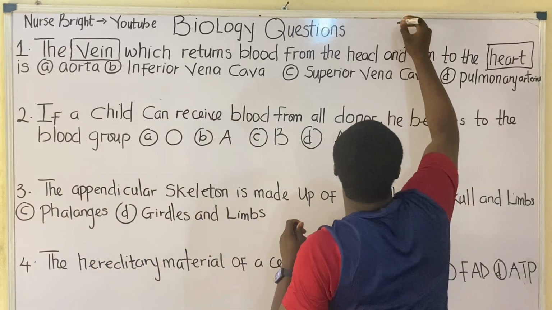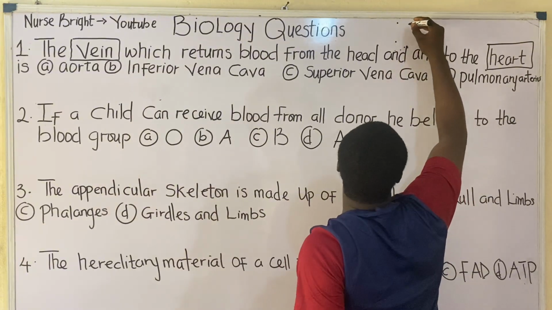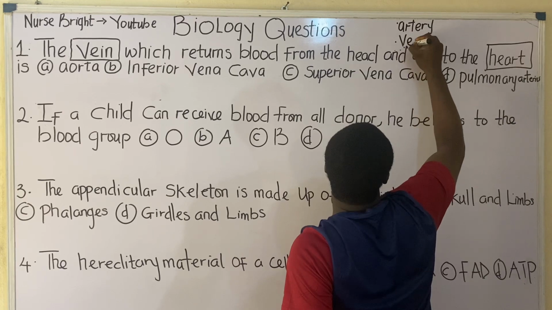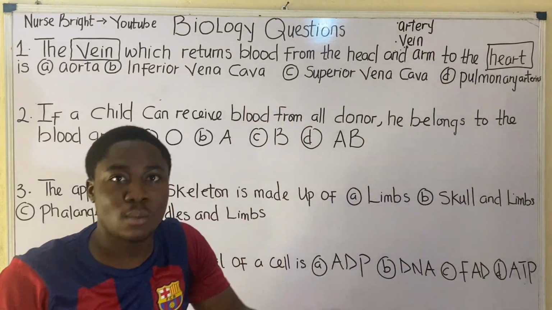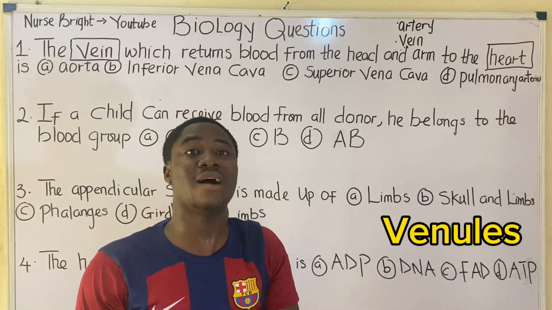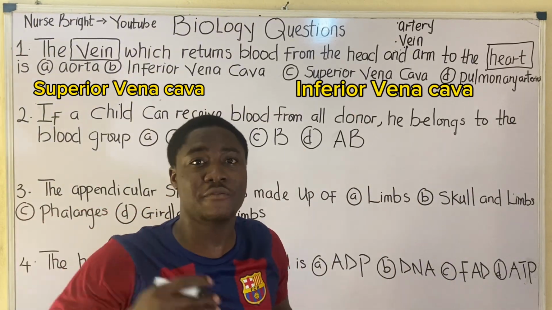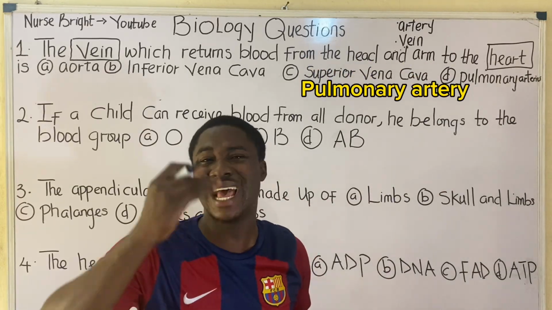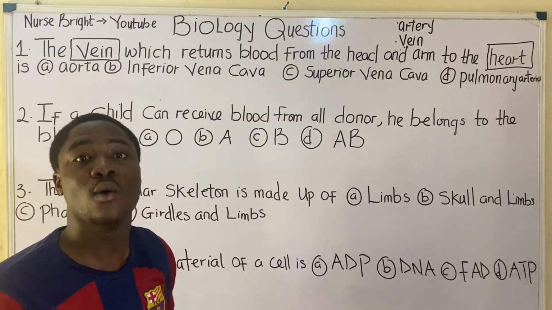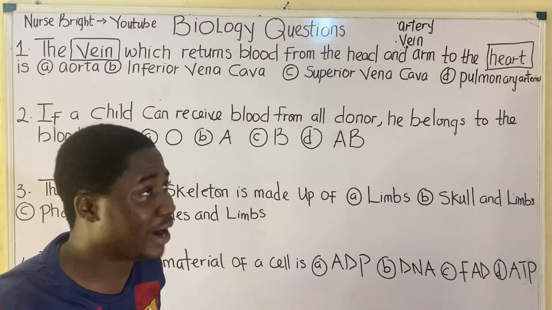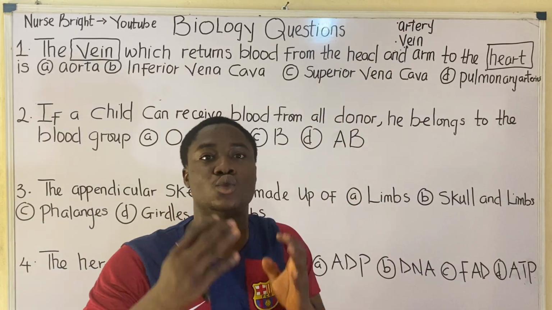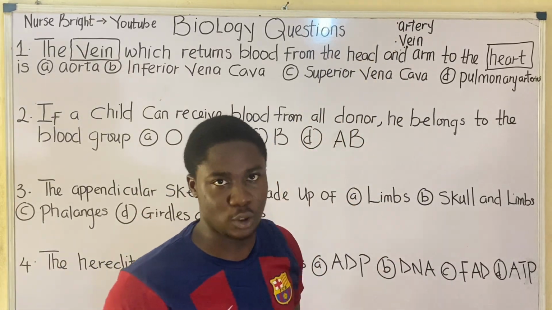The heart, I said, is made up chiefly of the arteries and also the what? Veins. Though we have other, smaller arteries called the arterioles, and smaller veins called the venules. We have the superior vena cava, the inferior vena cava, the pulmonary arteries, and also the pulmonary veins. As I solve this question, I'll be explaining them one after the other. So let us progress. We've established that the heart is made up chiefly of the arteries and the veins, which are blood vessels.